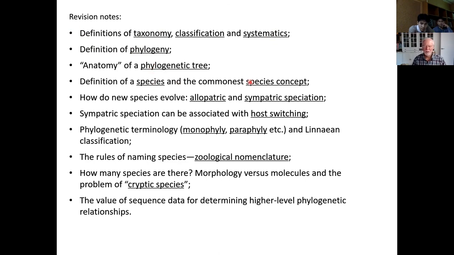What is a species? How might you define a species? How do new species evolve from old ones? Allopatric and sympatric speciation. Sympatric speciation in parasites is associated with host switching. Then I talked about phylogenetic terminology, monophyly, paraphyly, and the Linnaean classification system, and the rules about naming species, the rules of zoological nomenclature. How many species are there? Morphology versus molecules, and the problem of hidden species, cryptic species, and the value of sequence data for determining higher level phylogenetic relationships.